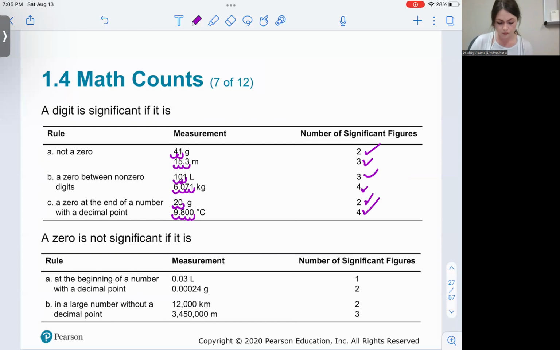All right. A zero is not significant if it is at the beginning of a number with a decimal point or in a large number without a decimal point. And let me show you a trick for that. You might think it's kind of a silly trick, but it's whatever works. You don't have to use it, but it works.